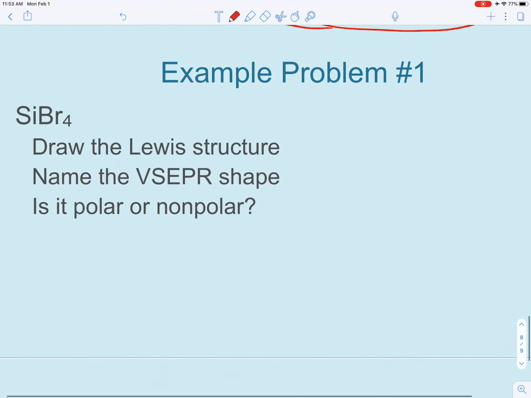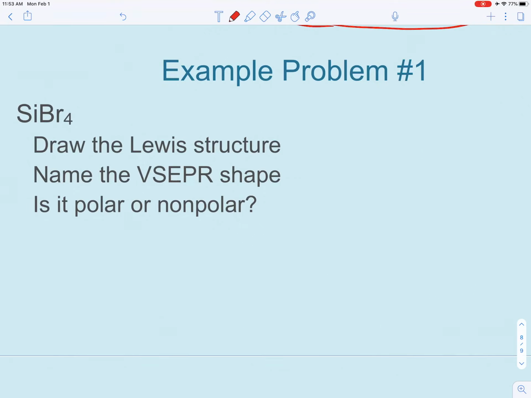All right, so let's look at how we can determine polarity when we look at shapes. So first we want to draw the Lewis structure of this and then determine the shapes. So silicon has 1, 2, 3, 4 valence electrons. Each bromine is going to have 7. 1, 2, 3, 4, 5, 6, 7. 1, 2, 3, 4, 5, 6, 7. 1, 2, 3, 4, 5, 6, 7.